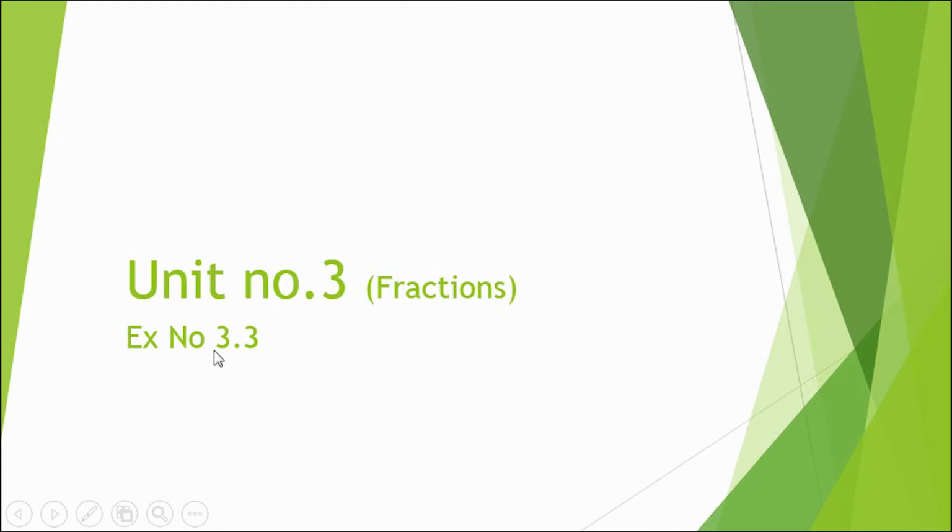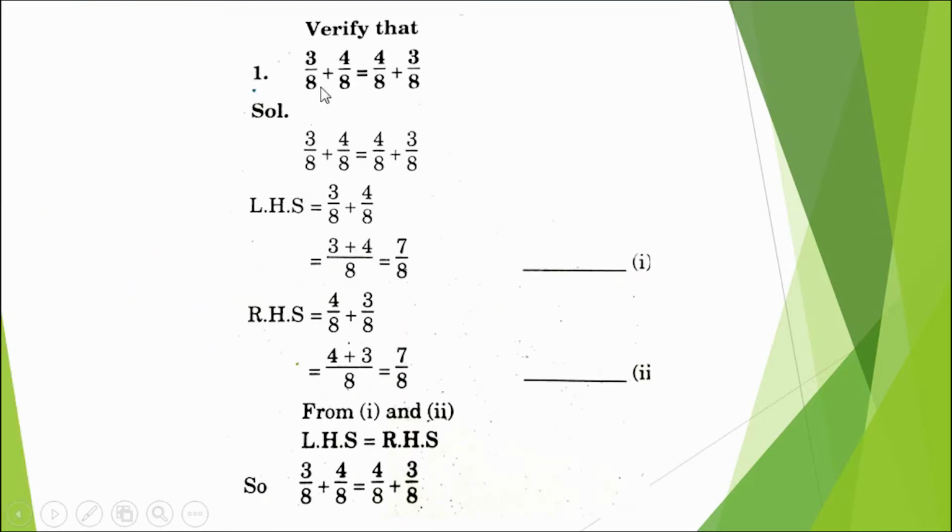Today our topic is unit number 3 fractions, exercise number 3.3. Verify that 3 over 8 plus 4 over 8 is equal to 4 over 8 plus 3 over 8. First of all, we take these values as left hand side, 3 over 8 plus 4 over 8. Now denominators are the same, so we write it one time: 3 plus 4. When we add 3 and 4, the answer will be 7, and the denominator comes as it is.